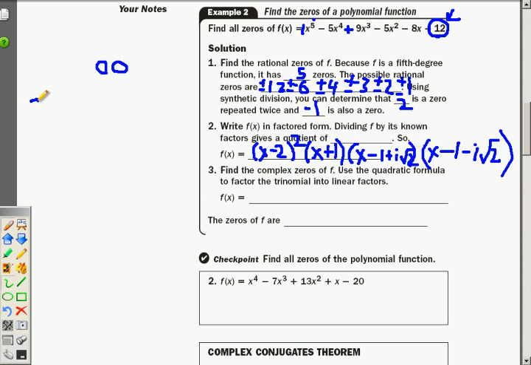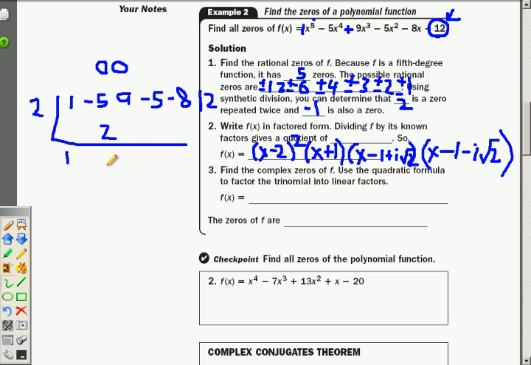And so if I use synthetic division, I might do something like this. If I put a 2 into the 1, negative 5, 9, positive 9, negative 5, negative 8, and 12. If I put a 2 in there, I got 1, 2, negative 3, negative 6. Remember synthetic division from the last section. 3, 6, 1, 2, negative 6, negative 12. Well, remember my 0 for my remainder, so I'm good.